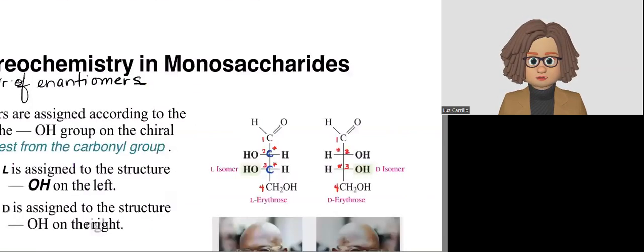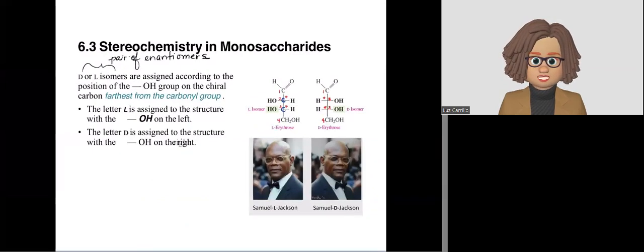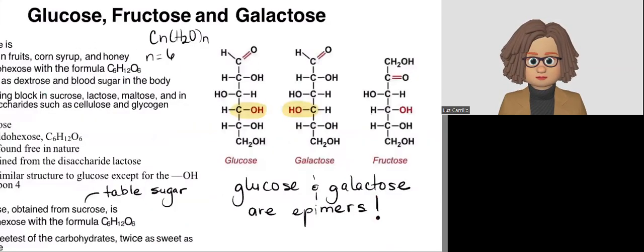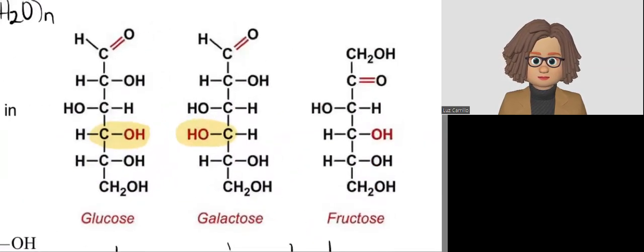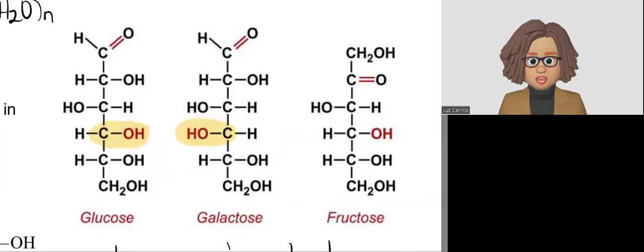If we go back into the monosaccharides, glucose, galactose, and fructose, I want you to take a moment and determine the D or L designation for these molecules. Additionally, let's determine how many chiral centers are on each of these monosaccharides.